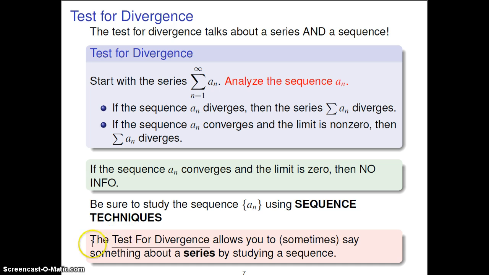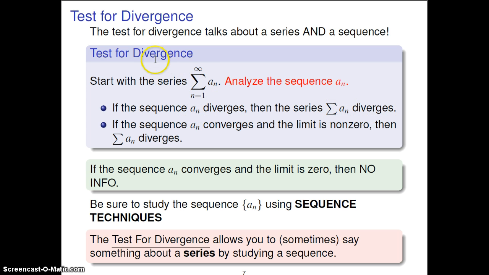So here's the key point. The test for divergence allows you to sometimes, and I say sometimes because here you can say something and in this case you can't, say something about a series by not really studying the series itself. What you're doing is you're studying the sequence. And so if the sequence does something right, you get to say something about the series.